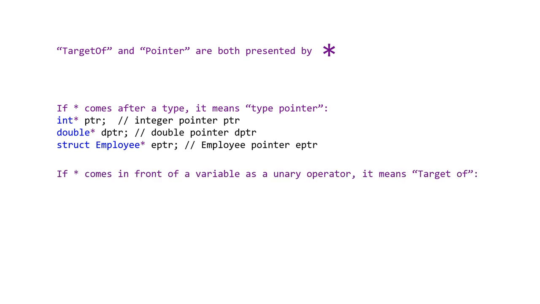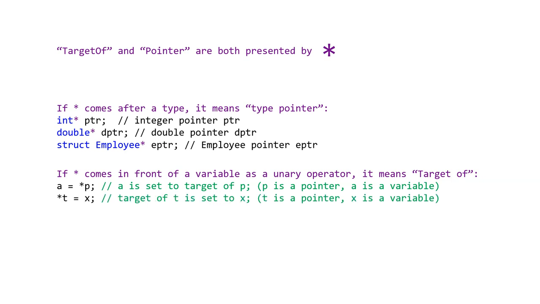If the asterisk comes in front of a variable as a unary operator, what is a unary operator? Like minus 5, not A, plus 2, like a unary operator. If the asterisk comes before the variable name, then it means target of. So now I have to say A is equal to target of P. Okay? So asterisk before a variable means target of. Asterisk after a type means pointer. Okay? Or target of T is equal X. So it means T is a pointer and such and such.